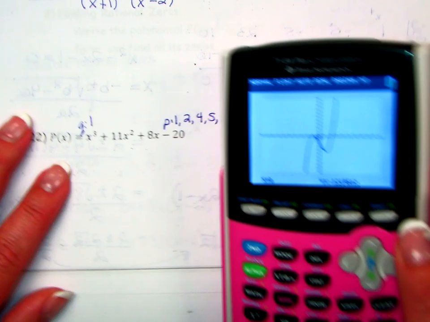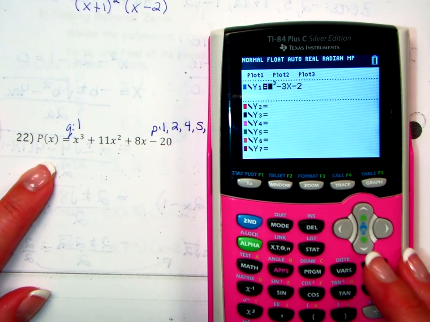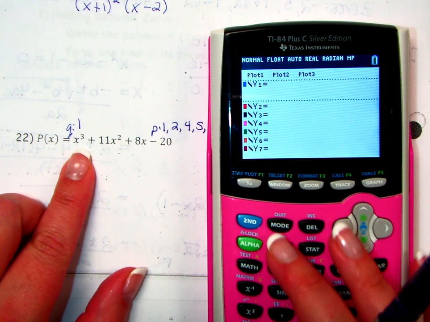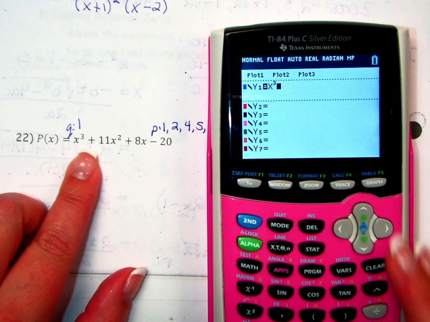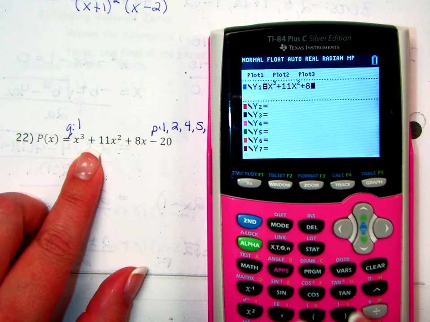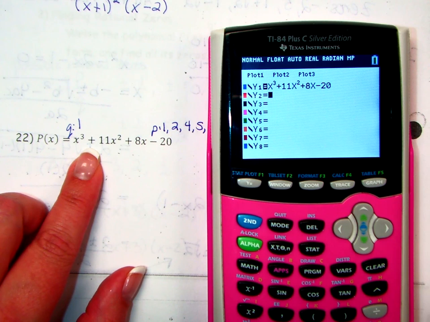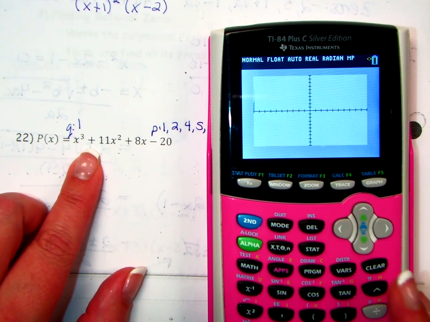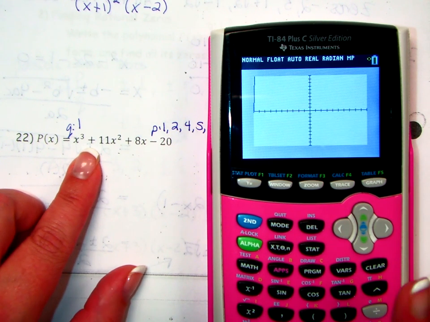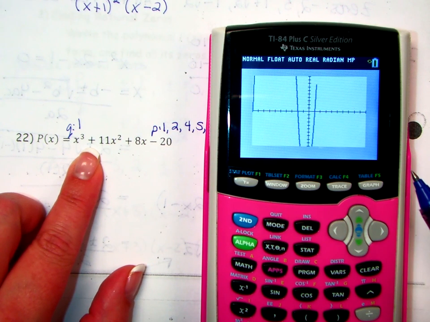Okay, so I'm going to go to the calculator again, and I'm going to graph this function. x cubed plus 11x squared plus 8x minus 20. Again, on the meta calculator, it's really easy just to type the function in there, and it graphs it automatically.